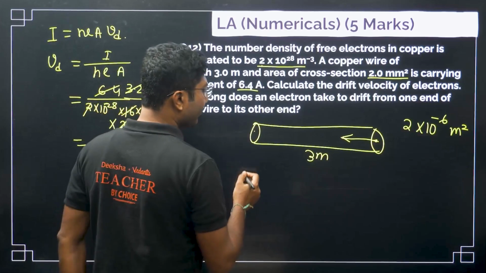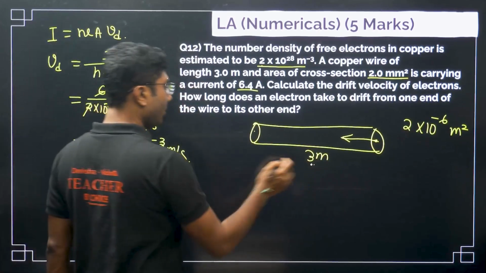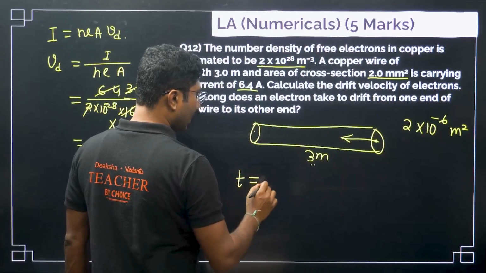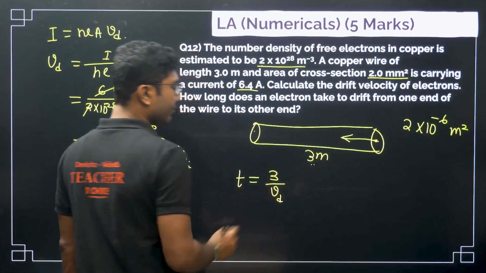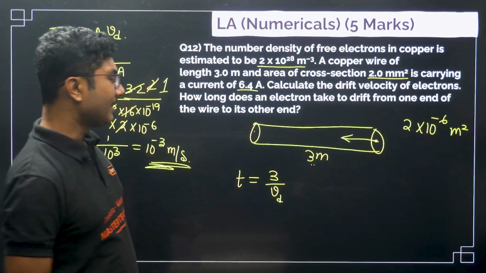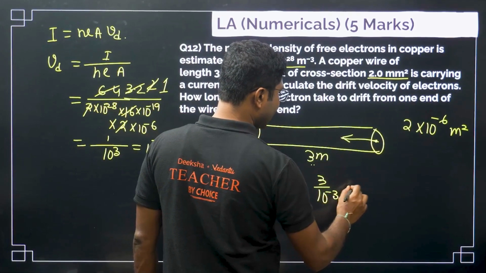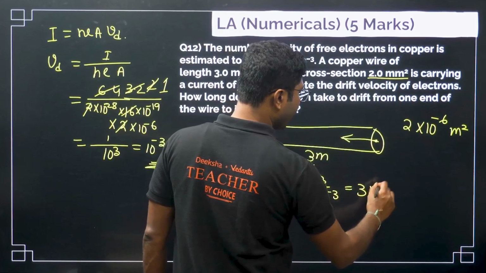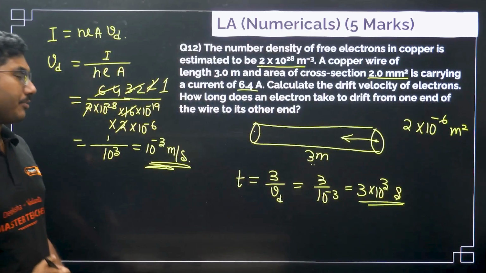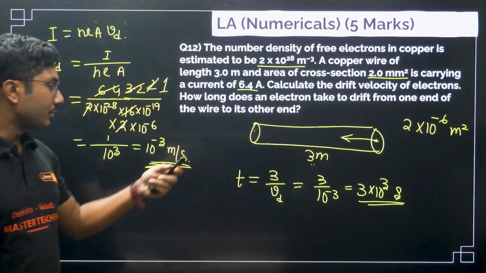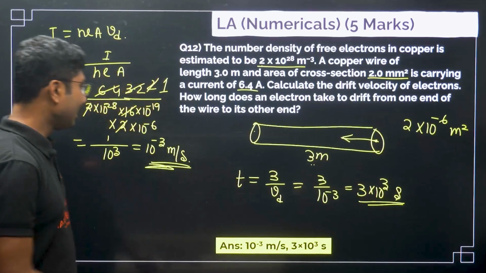So for that, the drift velocity you have calculated, distance you know, so time equals distance divided by velocity, right? So distance is 3 meter here, so 3 divided by 10 to the power of minus 3, that is 3 into 10 to the power of 3 seconds. Okay, so this much time it will take to drift from one end of the wire to the other end of the wire.